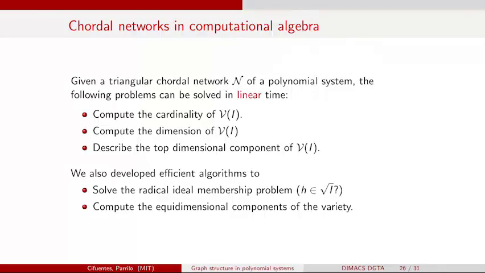Now, how do we use it? Why is this important, or why do we like this a lot? Because given a chordal network, there's a whole bunch of problems that you may ask that we are able to solve in linear time. If you want to count solutions, counting all the possible paths, the cardinality of the solution set, there's going to be a nice recursion that allows you to count the number of solutions. If you want to compute the dimension of the variety, again, in the examples that I described, you have finitely many solutions, but the same thing is true if you have components of higher dimensions.